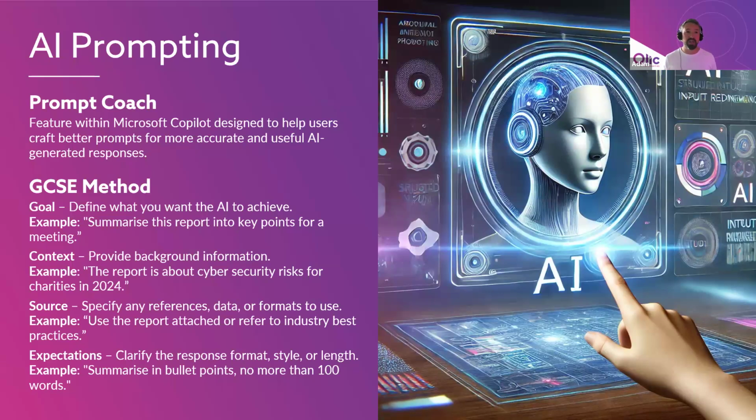It will give you tips as you're writing your prompts to create more accurate and useful messages. And the GCSE method, again, a really good one to learn. You define what you want the AI to achieve. You provide context and background information, so what your charity does and what you do. Specify references, data, and formats to use, and then clarify the response format, so style, length, whether you want it to be a blog, an email, content for a webinar, or a presentation. So telling it what you want it to do, how to achieve it, and giving it all that context is a really good way of doing that.